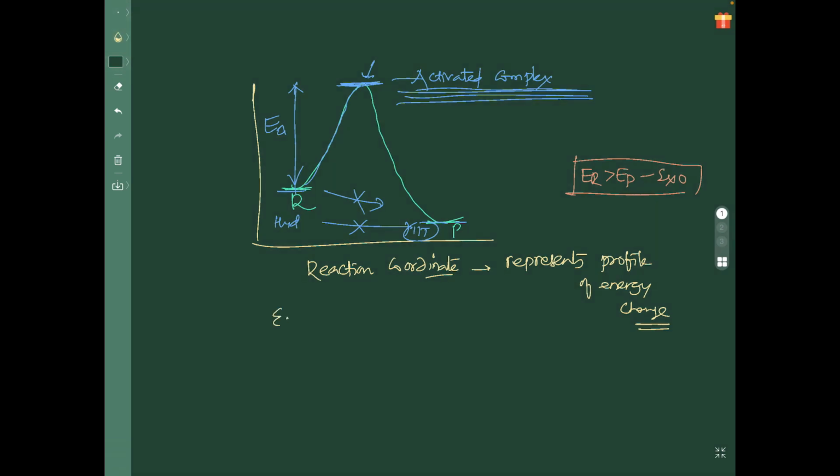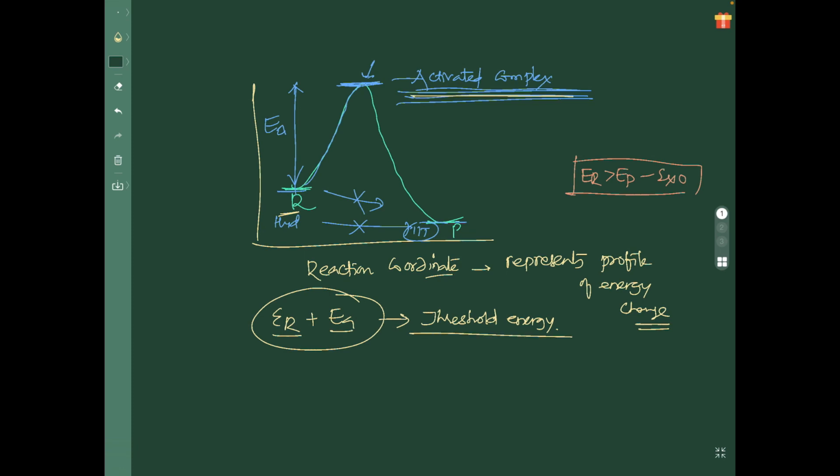The energy of reactants plus activation energy, together, is called threshold energy. Don't confuse this term. Threshold energy is the sum of the energy of reactants plus activation energy. The energy required by the reactant molecules to reach the activated complex is called activation energy. If it is a reversible reaction, you can say this is also activation energy.